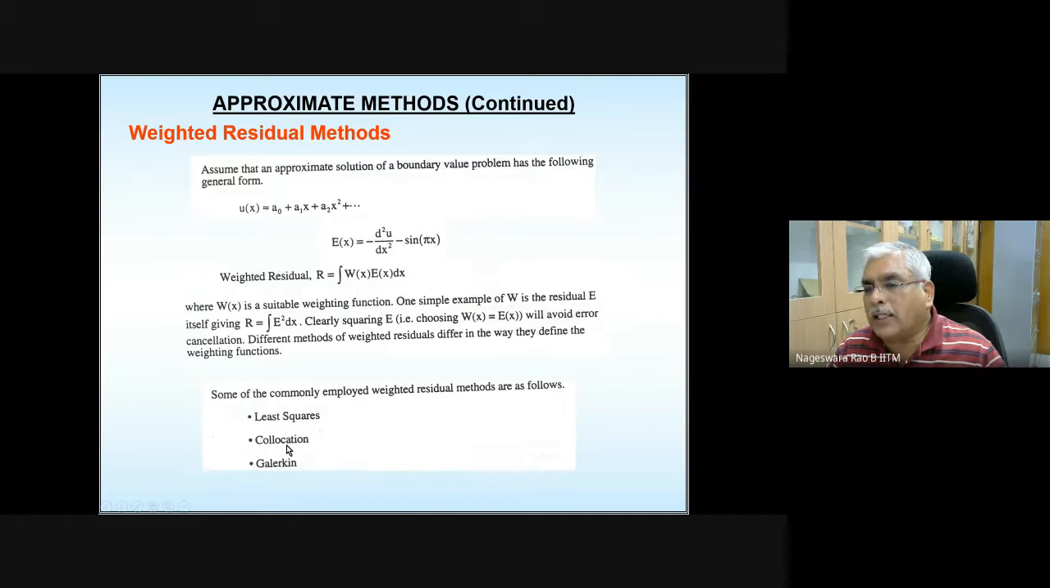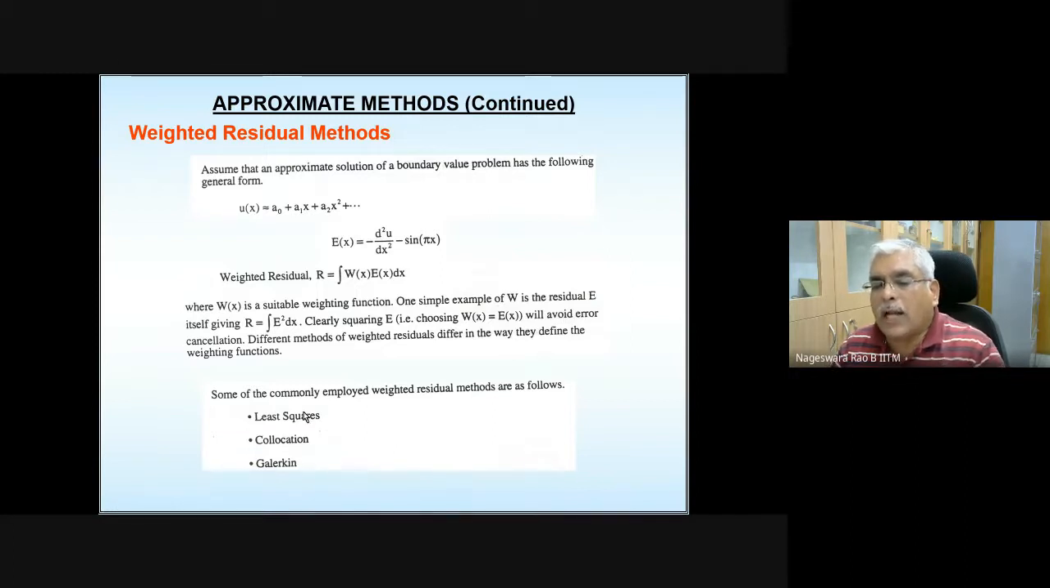Similarly, the collocation based weighted residual methods I cover are in a broad sense, and likewise the Galerkin weighted residual method. Whatever finite element methods we are going to study are based on Galerkin. We will see why Galerkin is chosen over least squares and collocation. Okay, so now, any questions here?